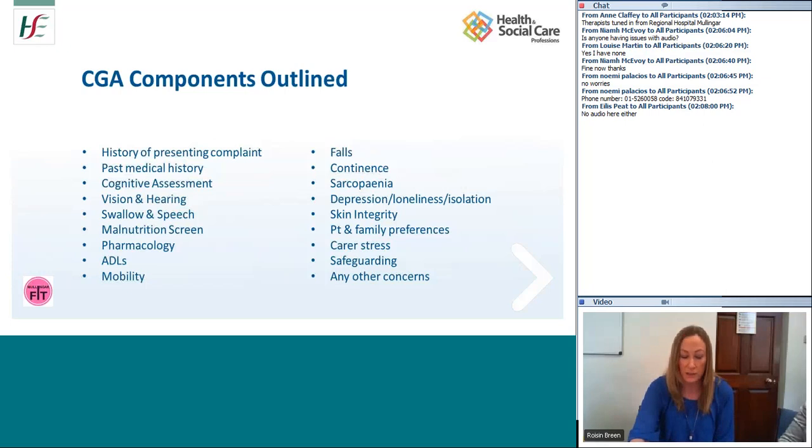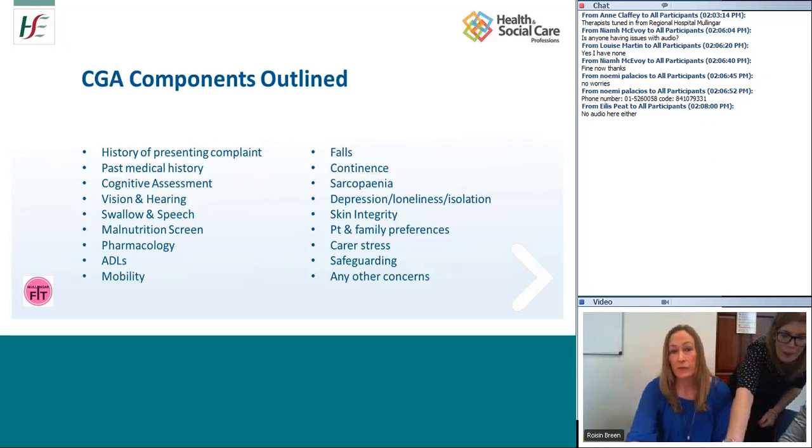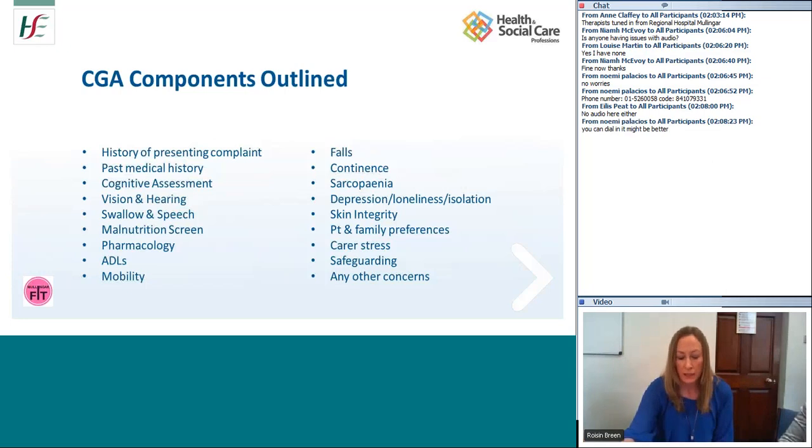Then with vision and hearing, we look to see if the patient wears glasses, if their vision is corrected with the glasses, if they have hearing aids, if it's corrected with the hearing aids, and if there's communication issues, like you need to write for the patient, or if you need to approach them from one side of the bed so they can hear you, and identify that as well.